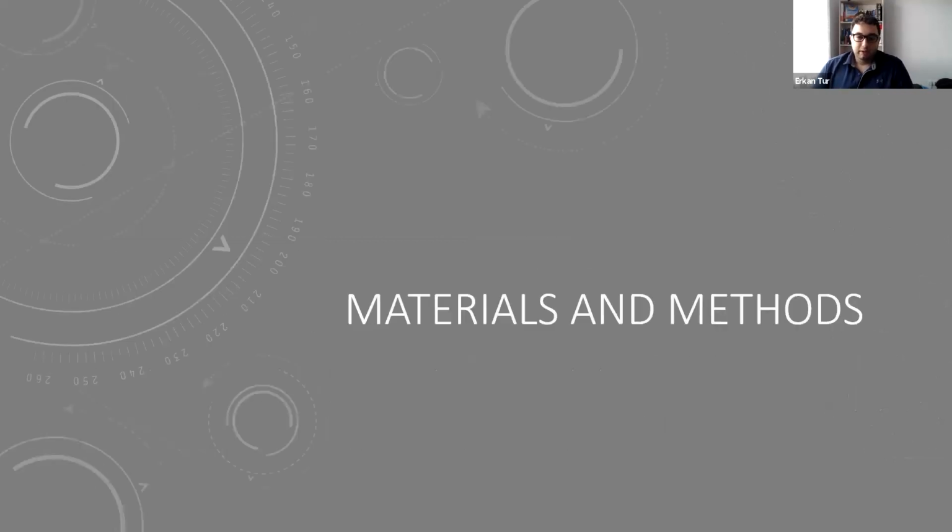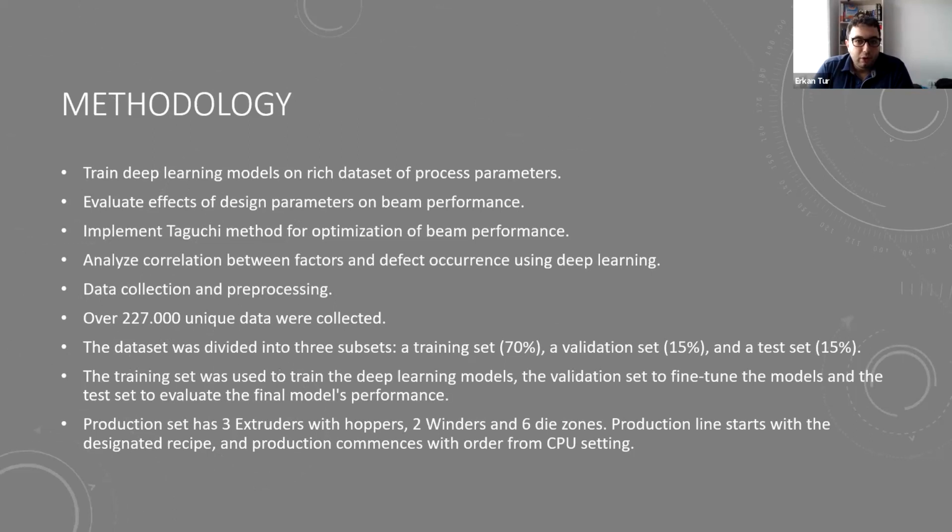And for the deep learning architectures, recurrent neural networks, also called RNNs, and long short-term memory, LSTM, networks were selected as the deep learning architectures for their ability to handle time series data and capture temporal dependencies. The deep learning models were trained on the training set and evaluated using the testing set. The mean absolute error was used as a performance metric to assess the model's ability to predict defect occurrence.